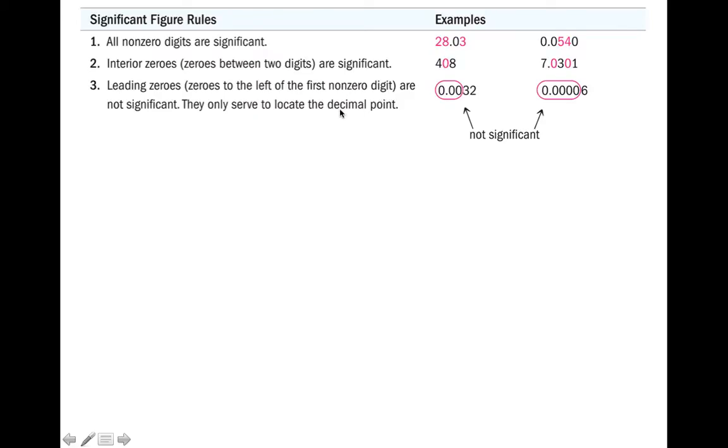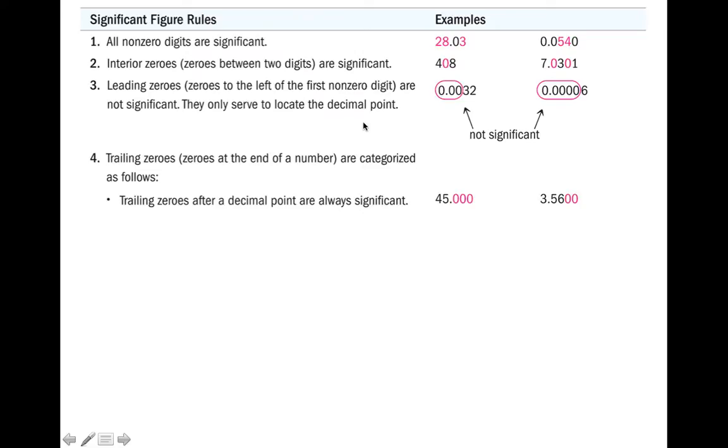Okay, the third rule is leading zeros, that is, zeros to the left of the first non-zero digit are not significant. Right? So we look to the first non-zero digit, which is the 3 here, and everything to the left of that is insignificant. They only serve to locate the decimal point. They basically tell how big or small a number is. Same here, 6. All the zeros to the left of the first non-zero digit are insignificant because they're only telling how far away they are from the decimal point.